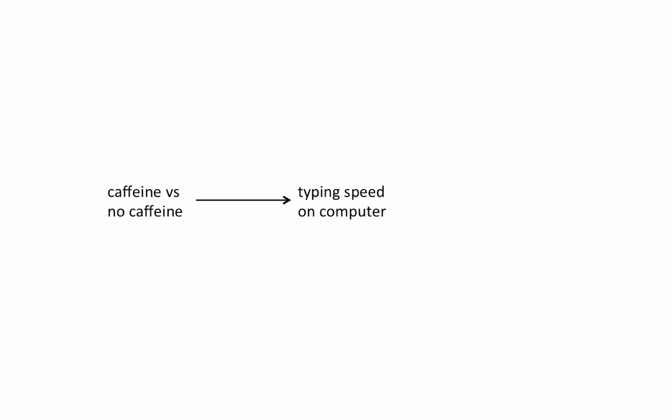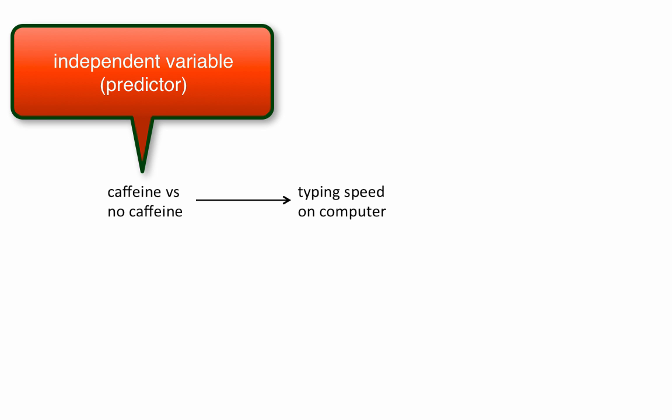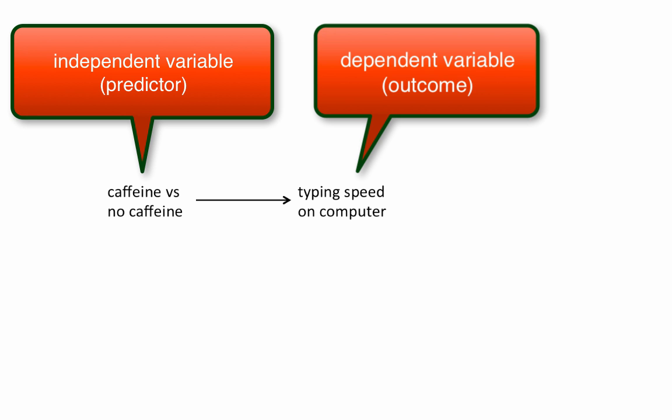So basically, this is our experiment. We're going to compare typing speeds of people after drinking caffeine and after not drinking caffeine. Now the variable that we're going to change in the experiment, this first one, caffeine versus no caffeine, is called the independent variable, or sometimes we call it the predictor variable. And the variable that we're going to measure is called the dependent variable, or the outcome variable, and that's the typing speed on the computer.